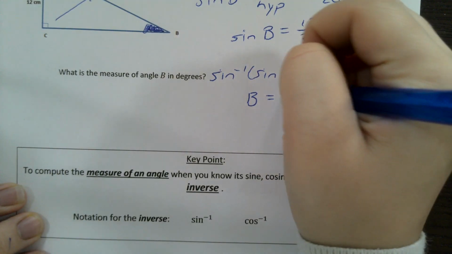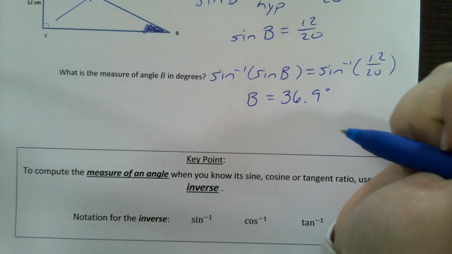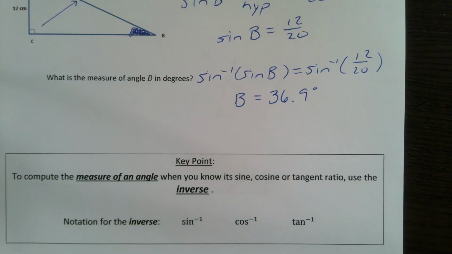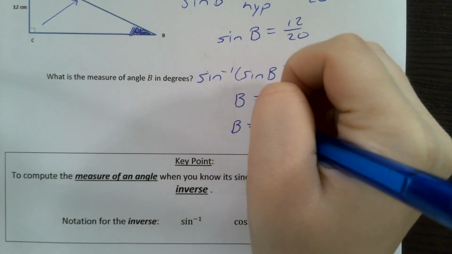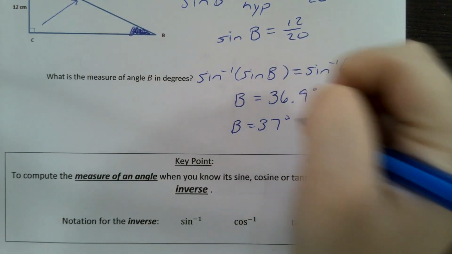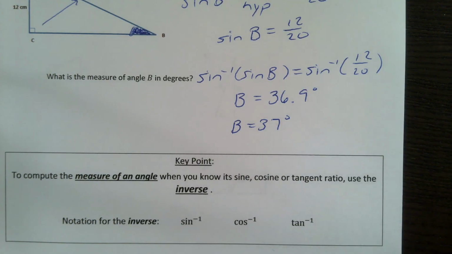So my B is going to equal 36.9 degrees. I could also round it to the nearest degree, so I could also say B is equal to 37 degrees. It depends on what the question's asking for you. It'll tell you what number to round it to.